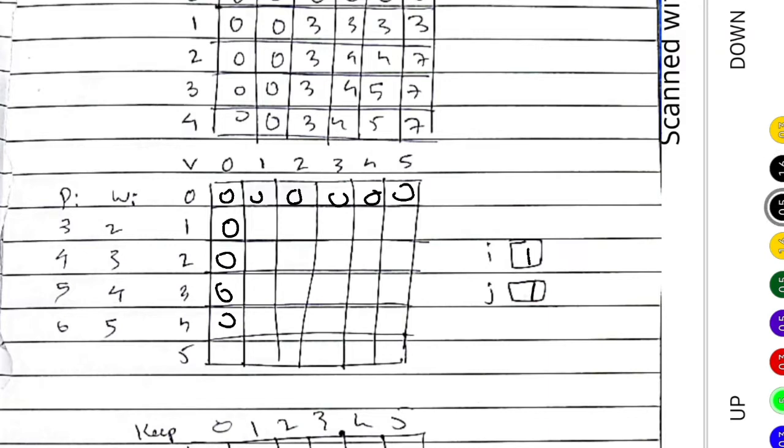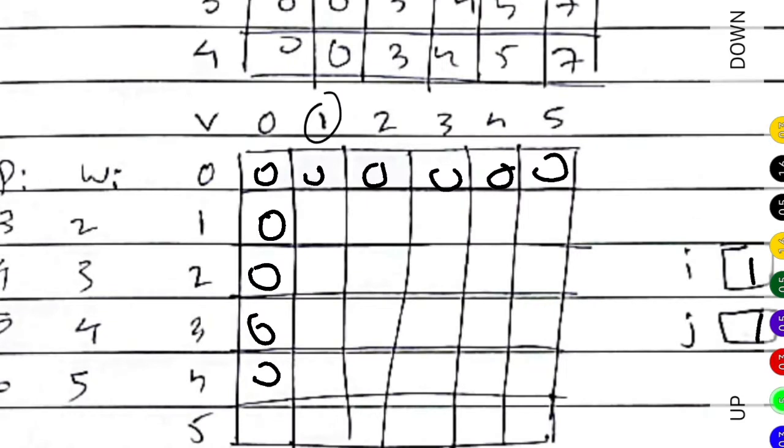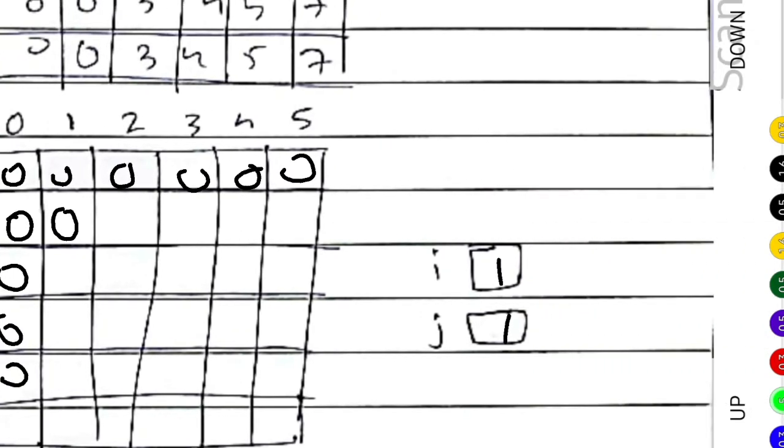Now j is 1. When j is 1, we are concerned with this cell here. In this cell, we have to compare, is this weight less than the container? No, it's not. If it's not, we have to copy the previous value, right? If we copy the previous value, it will be 0 here. Then j will be incremented to 2. Let's make the change here.